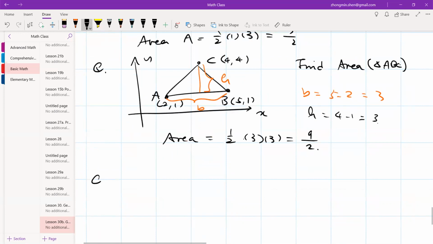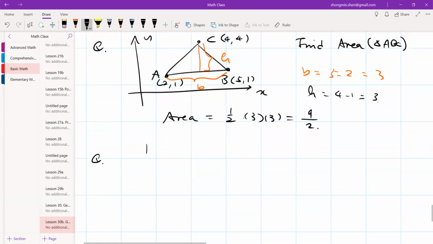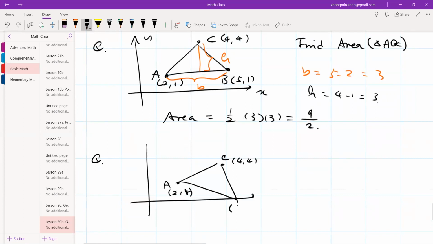Now I'm going to change it a little bit, slowly. I'm going to pull the vertex down. A is still here, C is still here, 4 and 4. This time B is going to this side, at 5 and 0. Find the area of the triangle ABC.